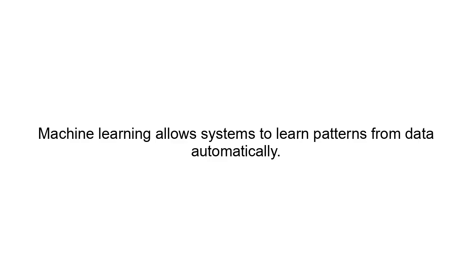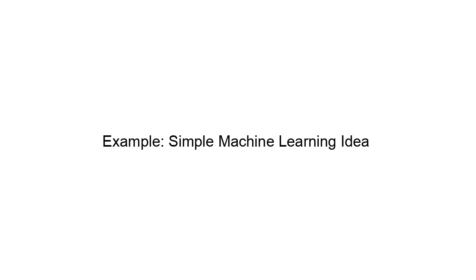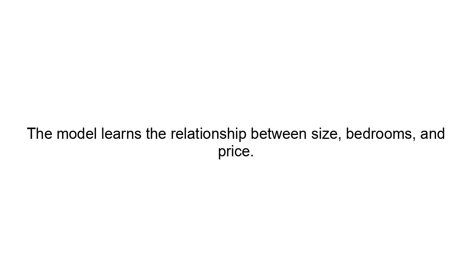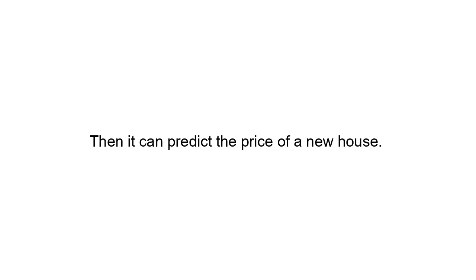Example: simple machine learning idea. Imagine predicting house prices. Data might include size, bedrooms, price: 1,000 to $200,000, 1,500 to $300,000. The model learns the relationship between size, bedrooms, and price. Then it can predict the price of a new house.